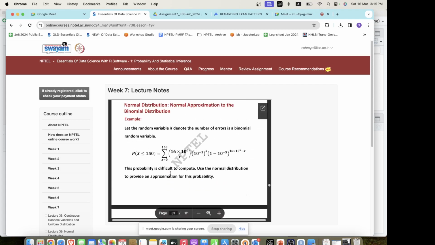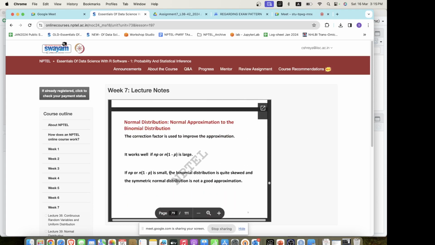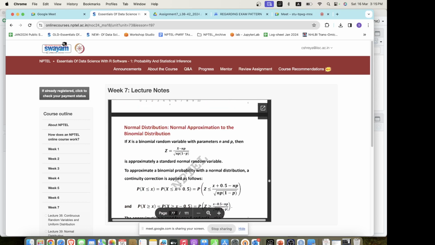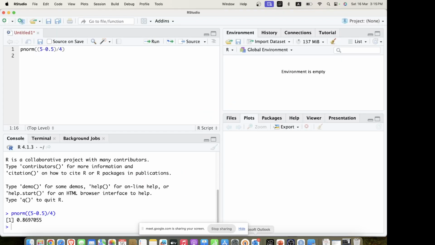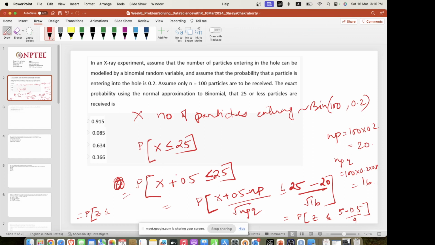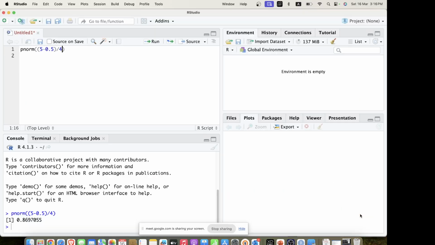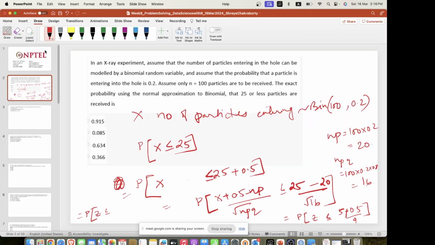Oh, all right. I think here is the problem. Instead of minus, I have to make a plus. Yeah, this one. Sorry. Here is the problem that I made. So the approximation, if you are given this less than equal to, it has to be this plus 0.5. So it will be 5 plus 0.5 by 4, and that would give you the answer 0.915.